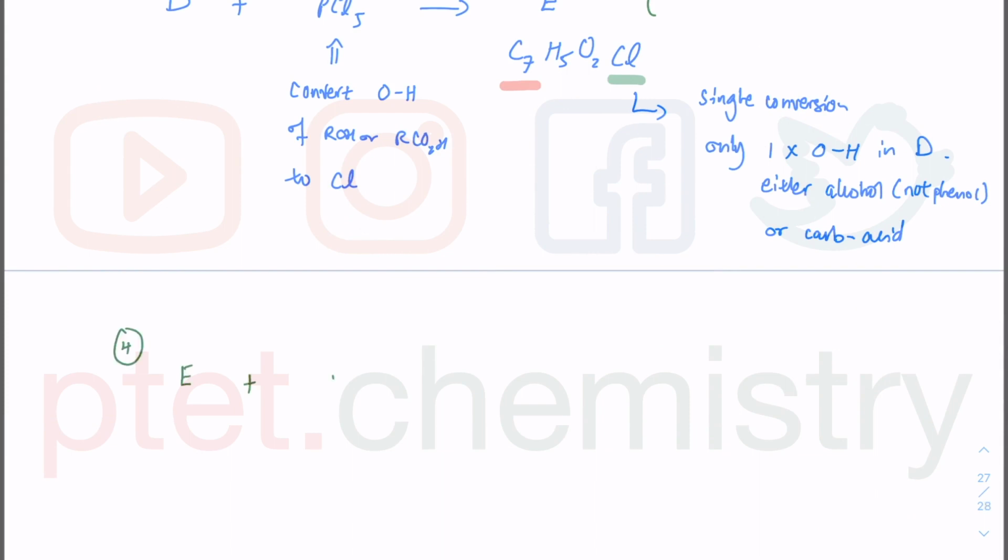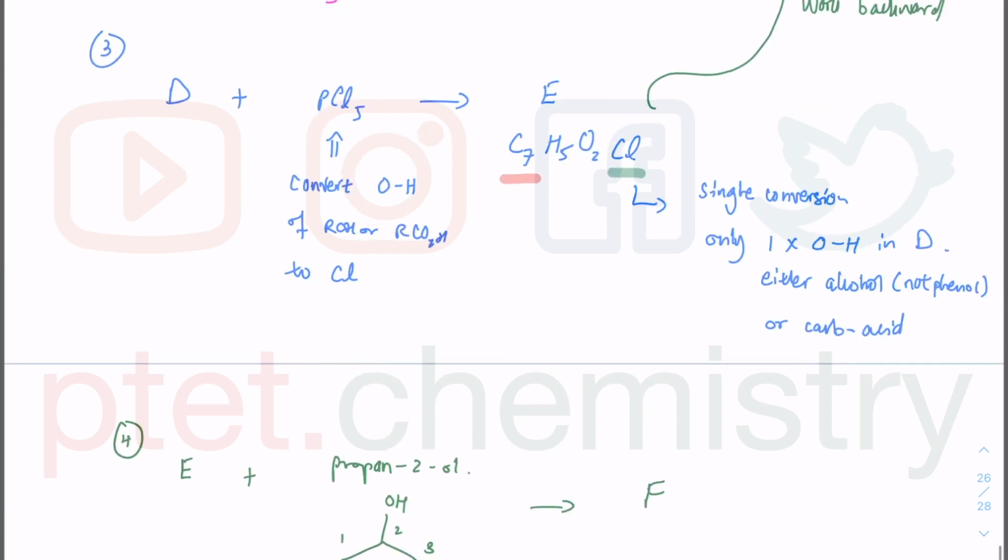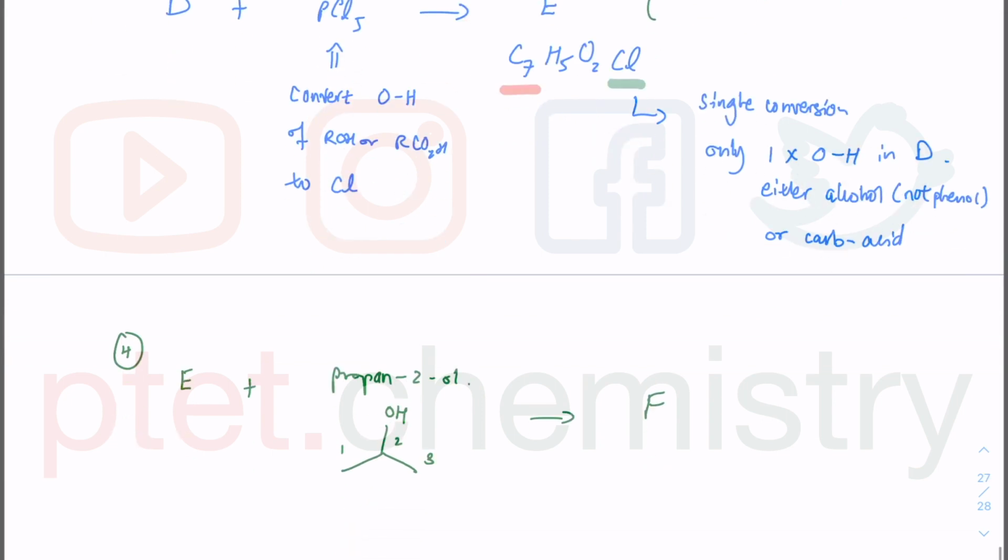E reacts with propan-2-ol. So what is propan-2-ol? Propan-2-ol is this, 1, 2, and 3. And I get this compound F. Is F given? F is not given. What do I know? I know E. I know E has this chlorine there, but it reacts with alcohol. Halogenoalkane does not react with alcohol. RX halogenoalkane. No reaction with alcohol.